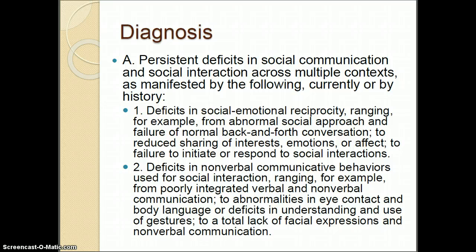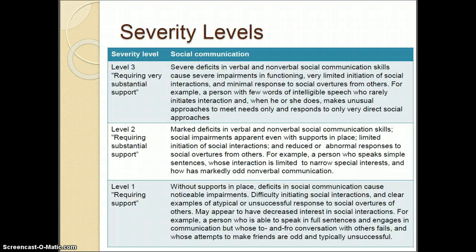The second area where we expect to see a deficit is in nonverbal communicative behaviors that are used for social interaction. We'll talk more about that in a few minutes, but here are some examples. Poorly integrated verbal and nonverbal communication, abnormalities in eye contact and body language, or deficits in understanding and use of gestures, to a total lack of facial expressions and nonverbal communication. So these are the two areas where we need to see deficits in order for a diagnosis of autism to be given.